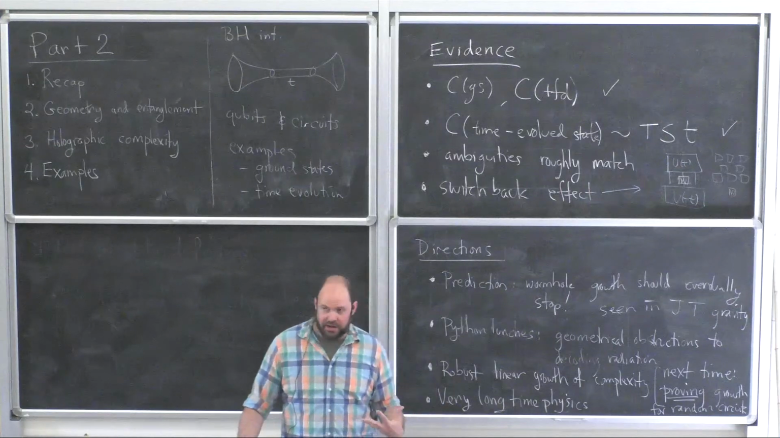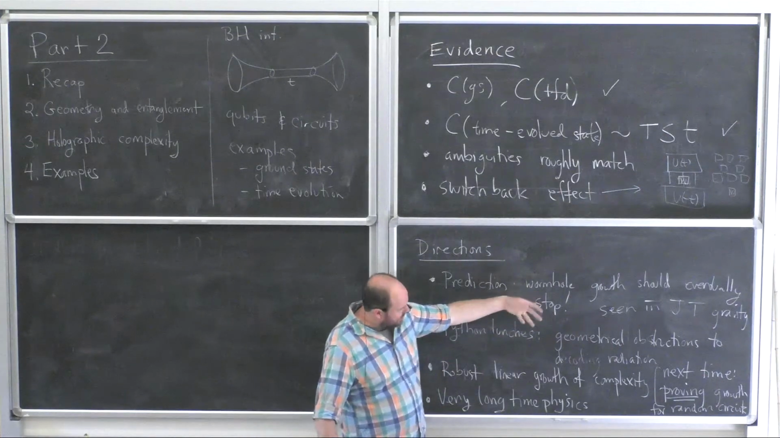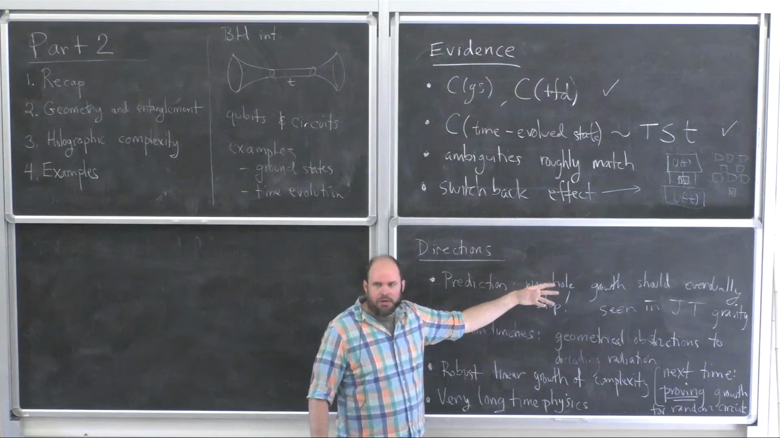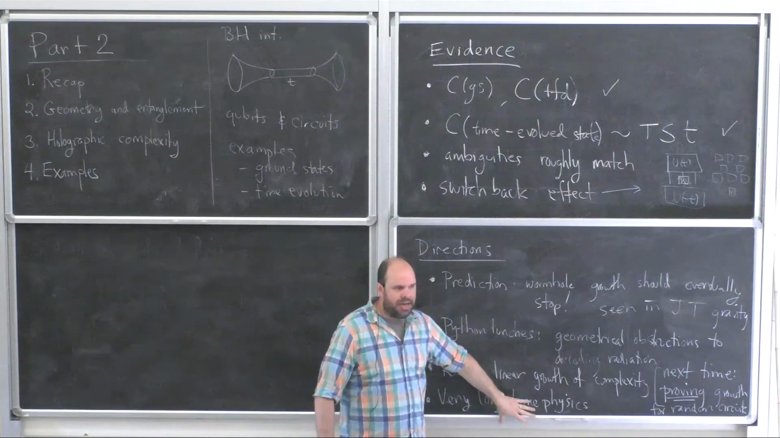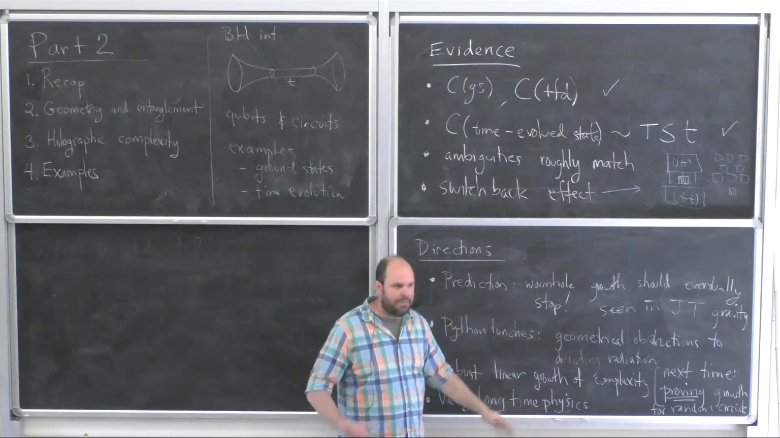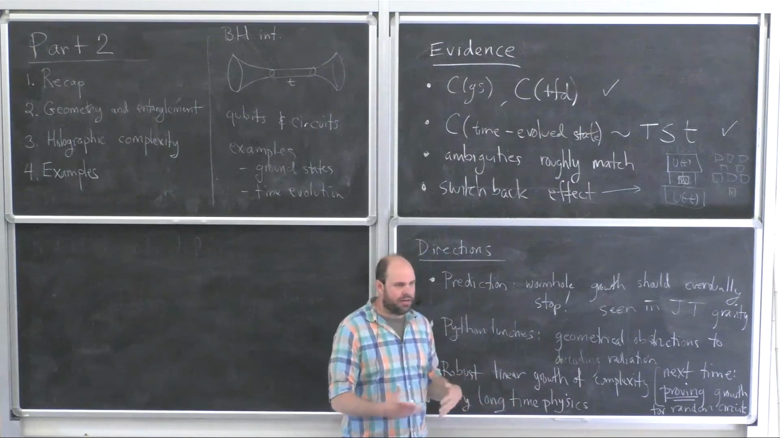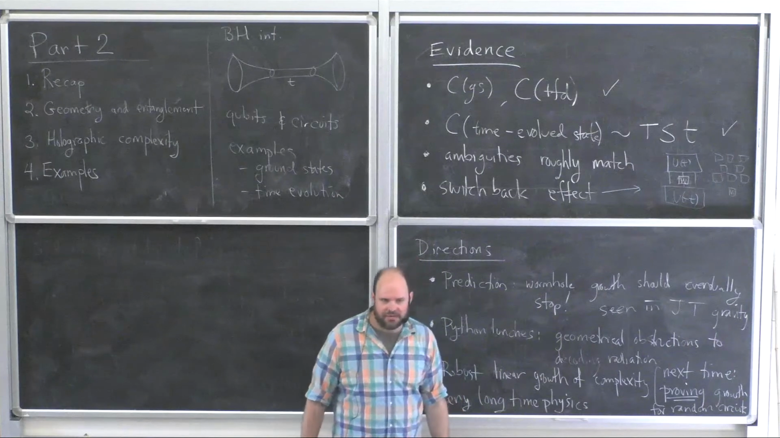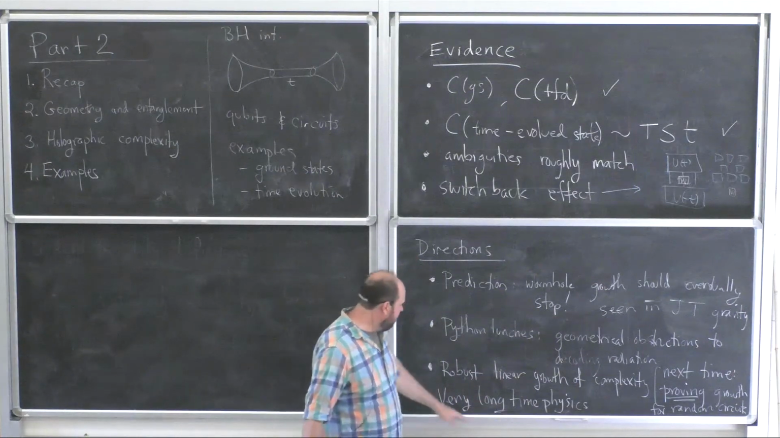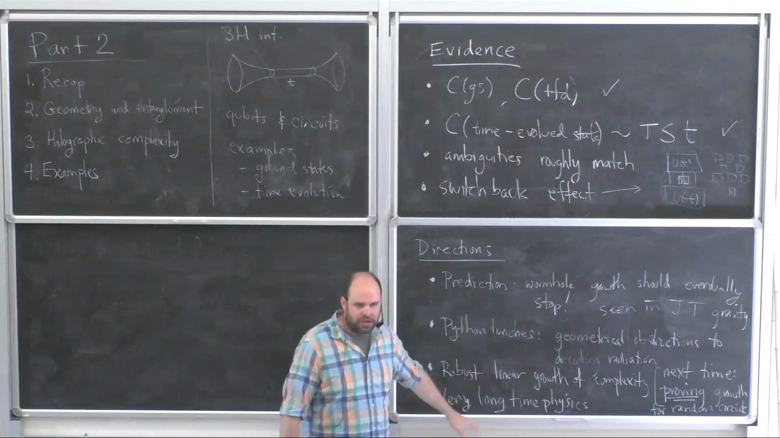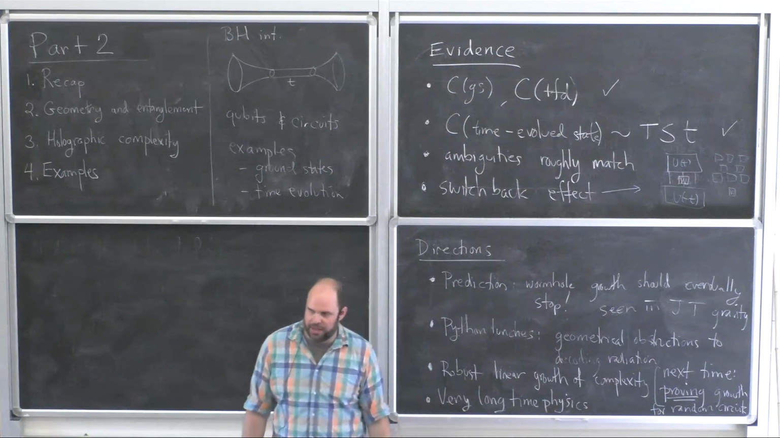And there are puzzles there. For example, you can ask about the variance of the length of the wormhole, and it's not clear that it matches exactly what you would expect in this other setting. So there may be subtleties or additional complications in the way that we identify the wormhole length or volume or action or whatever with the complexity. So there's more to learn by thinking about these very late time things.